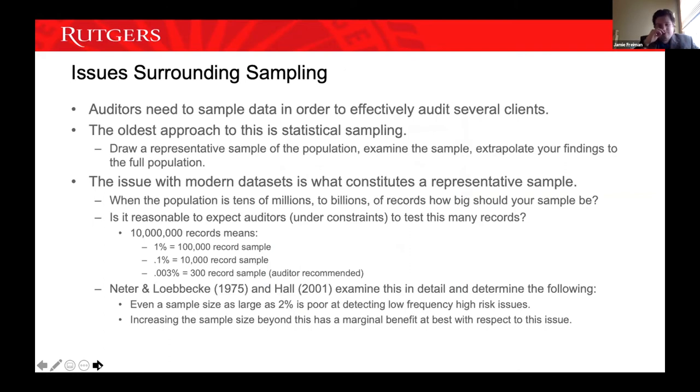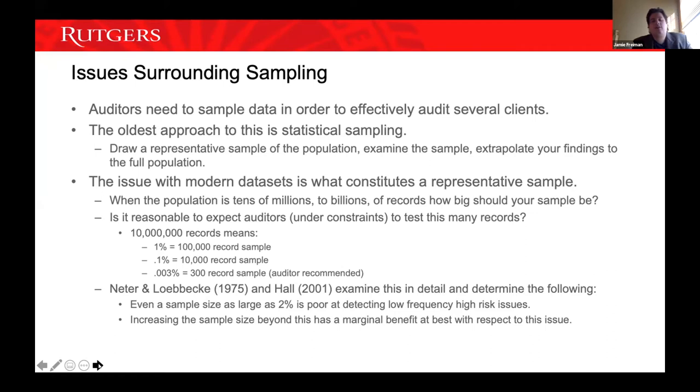So the other half of this was the use of this particular sampling technique and full population examination. And there are some issues surrounding sampling that are designed to build up this problem that we're trying to solve, all right? So the two traditional types of sampling we're going to look at are statistical sampling and judgmental sampling, like auditor judgment-based sampling. And there are problems with both of these methodologies.